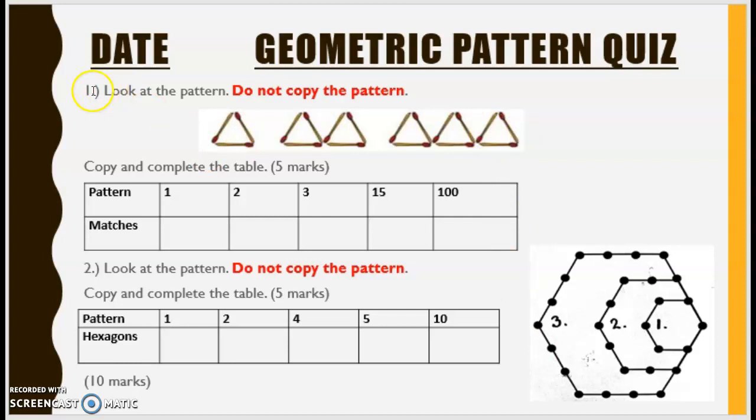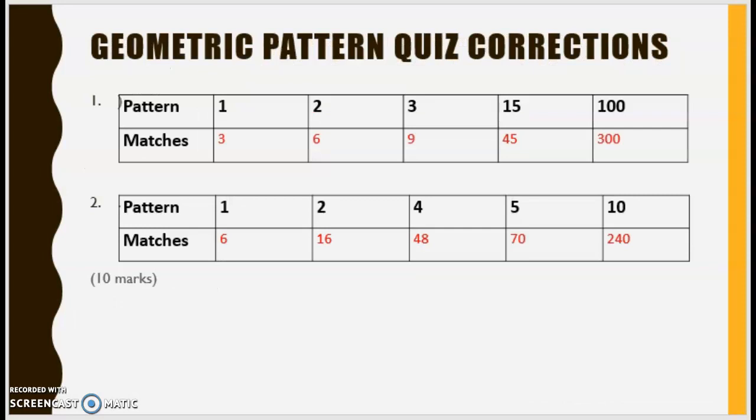Number 1, look at the pattern. You don't have to copy the pattern, but you do have to copy and complete the table using this pattern. And number 2, again, look at this pattern. Do not copy the pattern, and then copy and complete the table according to this pattern. Pause and press play when you are ready to mark. Your geometric pattern quiz corrections are as follows. Give yourself a mark out of 10.